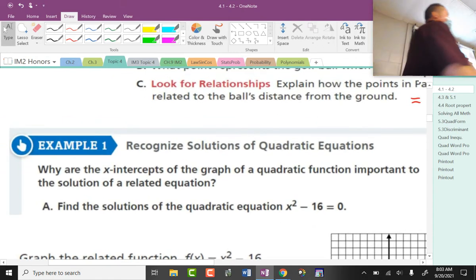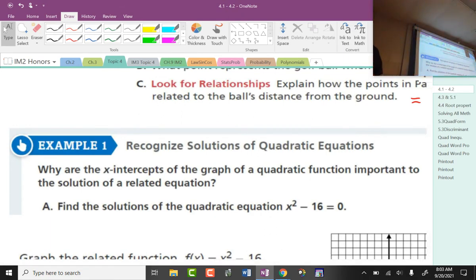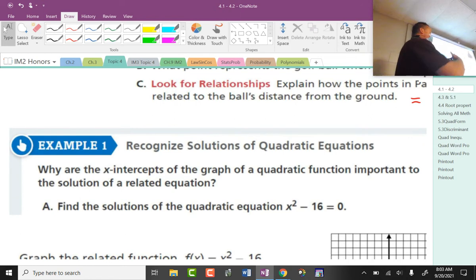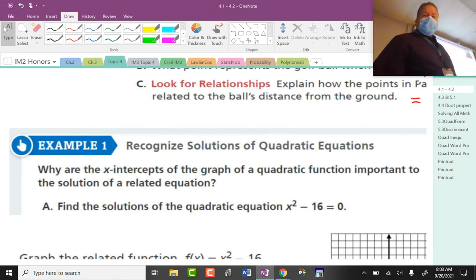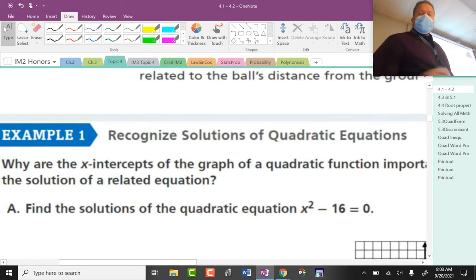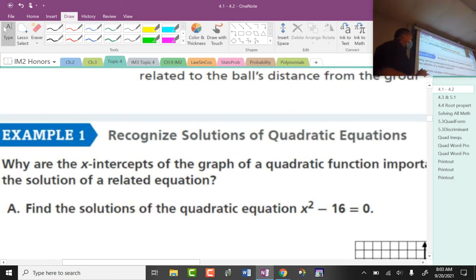I'm making a connection that I already did last week because we had an extra day I felt, about finding solutions to equations and what they represent for a graph. So, recognizing solutions of quadratic equations. Why are the x-intercepts of the graph of a quadratic important to the solution of the related equation? First of all, let's zoom in on this before I see a coordinate plane. I did do a little bit of this last week.